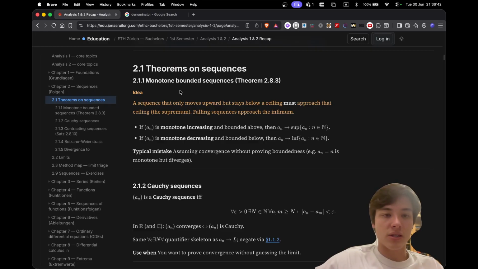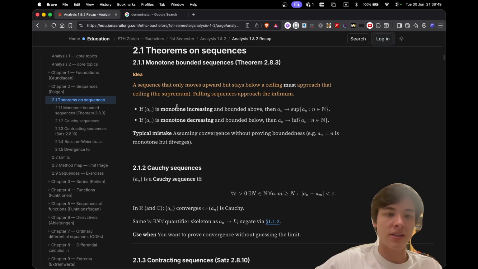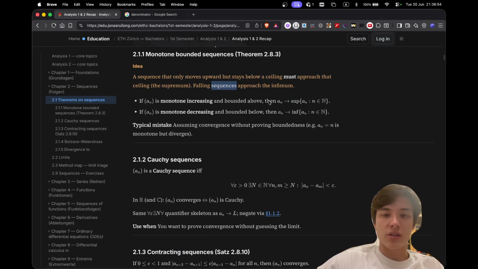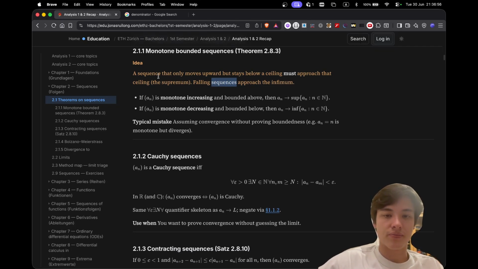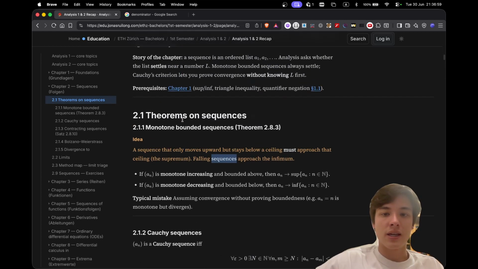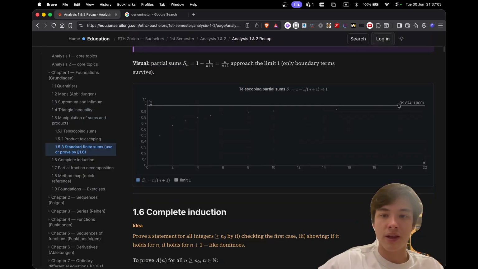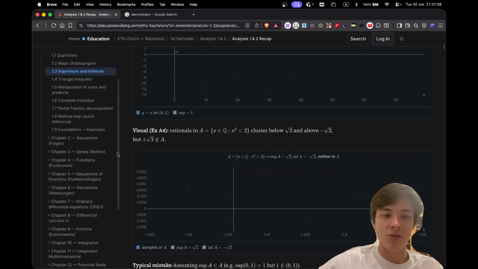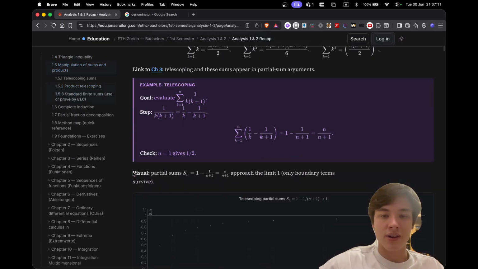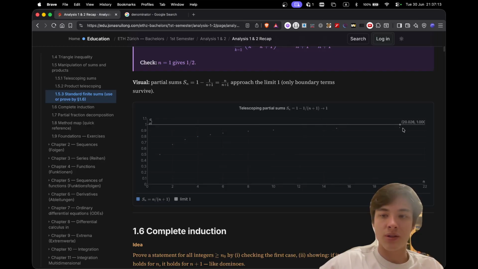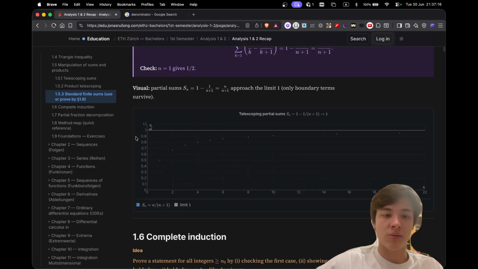Monotone bounded sequences. A sequence that only moves upwards but stays below a ceiling must approach that ceiling, so the supremum that we saw. And falling sequences approach an infimum. So you can imagine it just falls. I think this would be one of the charts up here. If it goes up, it approaches a bound, so it goes up towards the supremum.